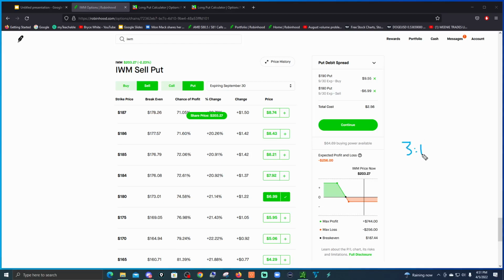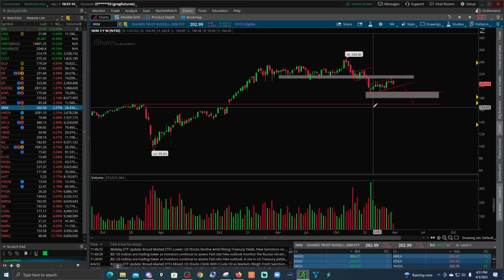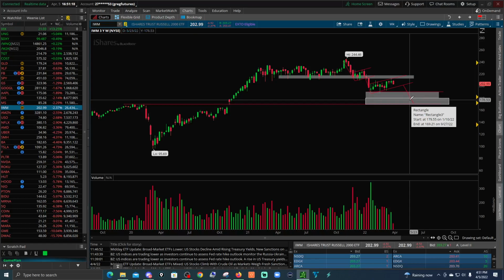So that's really cool because this is now what we're looking for. This is a 3-to-1 risk to reward, or 3-to-1 reward to risk. And that's always the name of the game. We want to risk a little bit to make a lot. And of course, we talked about the downsides, how it's a little bit less of a probability because we're more out of the money.